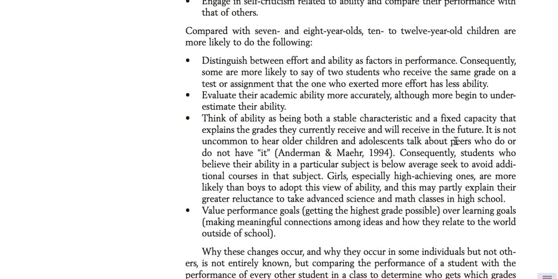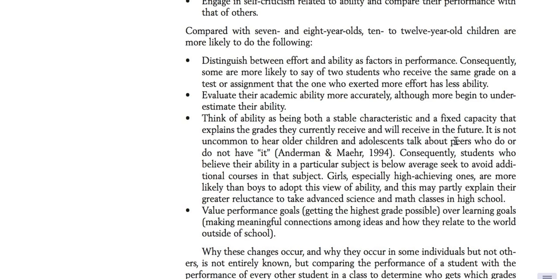Evaluate their academic ability more accurately, although more begin to understand their ability. Think of ability as being both a stable characteristic and a fixed capacity that explains the grades they currently receive and will receive in the future. It is not uncommon to hear older children and adolescents talk about peers who do or do not have it.